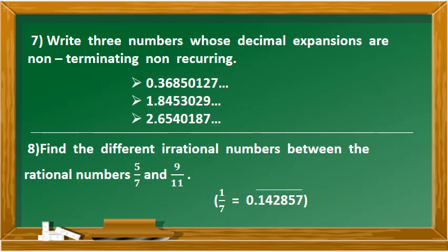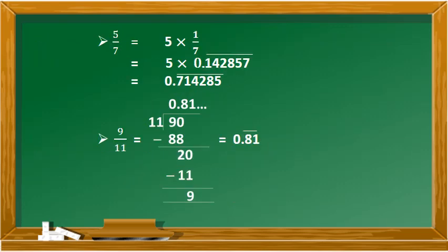Now the next sum is: find the different irrational numbers between the rational numbers 5 by 7 and 9 by 11. Now you know 5 by 7 can be split as 5 into 1 by 7. We already have done 1 by 7, which is equal to 0.142857 bar. When you multiply 5 into 0.142857 bar, you get the solution as 0.714285 bar.